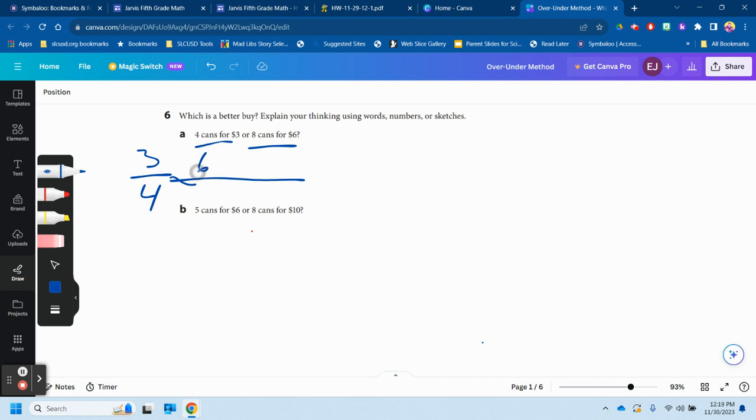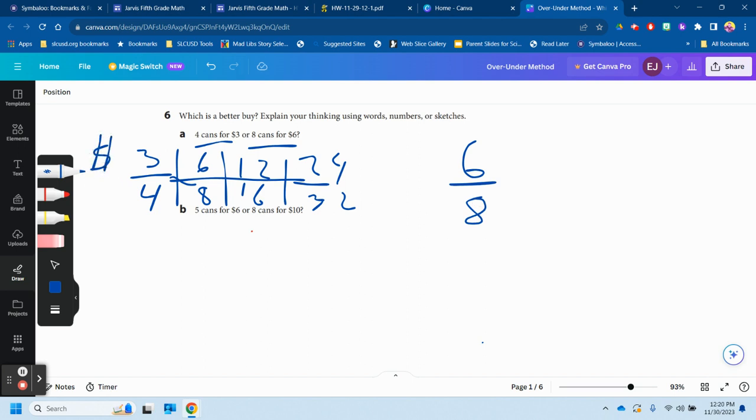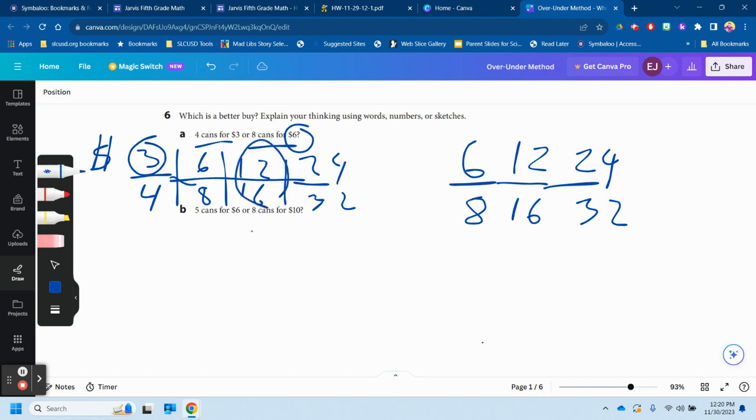I'll just double: 6, 8, 12, 16, 24, 30... Let's do it for the 8 cans for $6. Make sure I have the dollars on top and the cans on the bottom, and that they match up. $3 and $6. Then let me double that: 12, 16, 24, 30... Oh, look at this. They're equal to the same price.